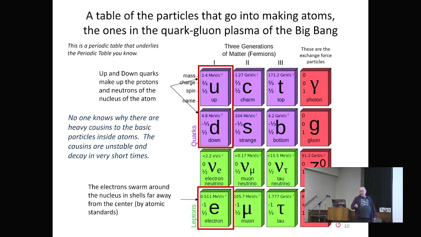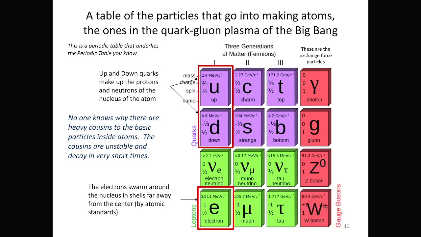So if you're looking for periodic tables, this is all you need. This is the periodic table of the fundamental particles, okay? All of the nuclei in the periodic table are made of these two quarks, up and down quarks. And the electron is the third particle that circles around the nucleus.